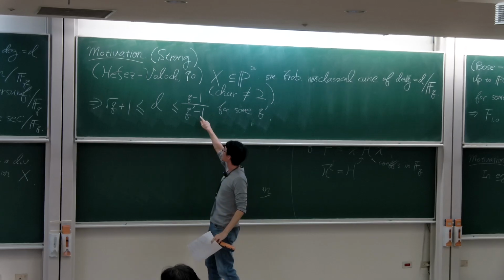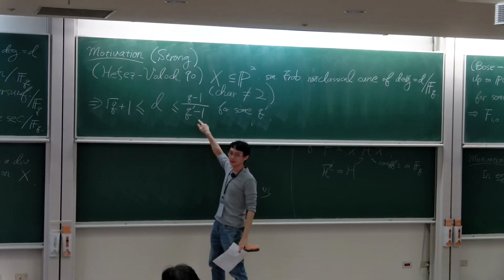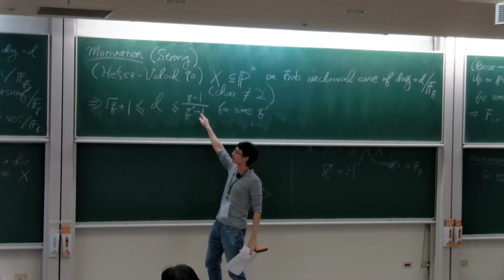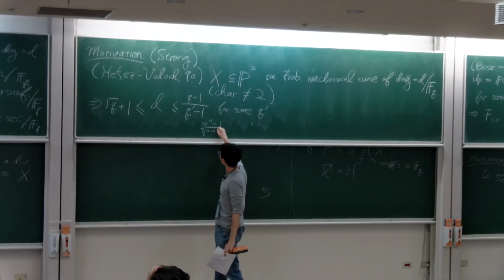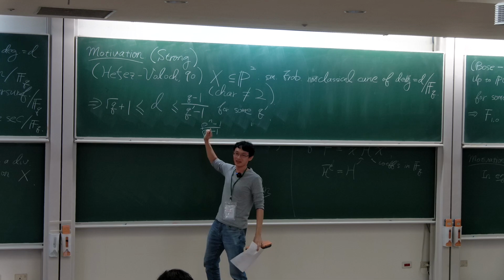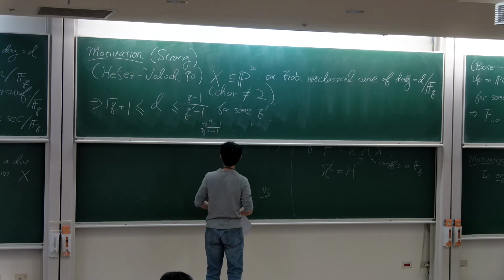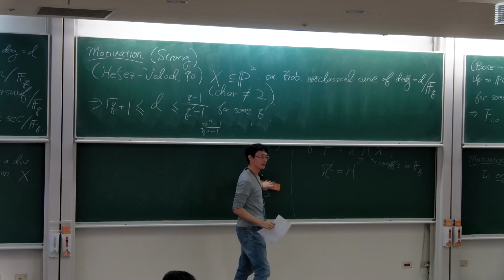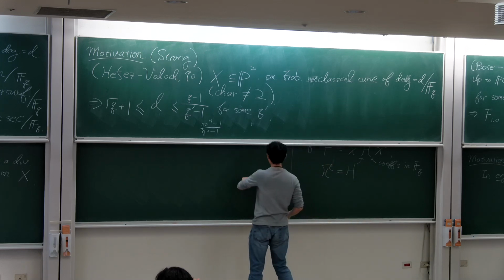Oh, because you want this to be an integer. This divides this guy, so you get some integer. You want this to be an integer. It's a power of p. Yes, yes, the same p. Yes, yes.